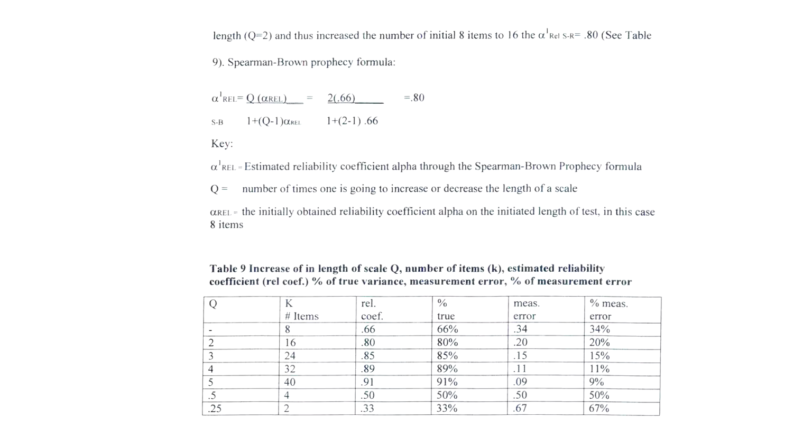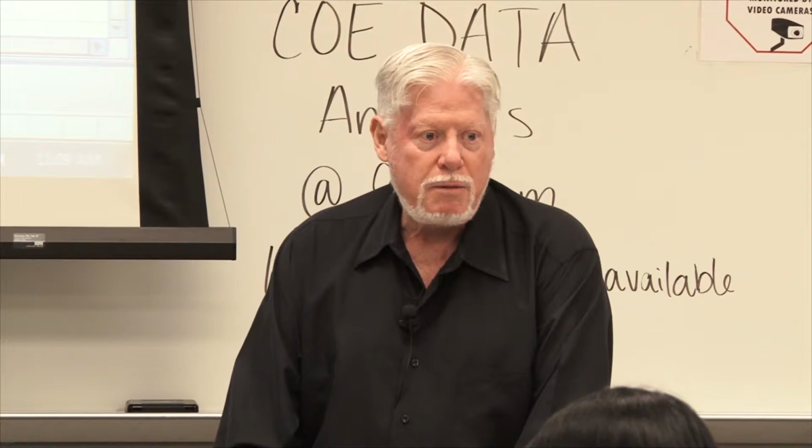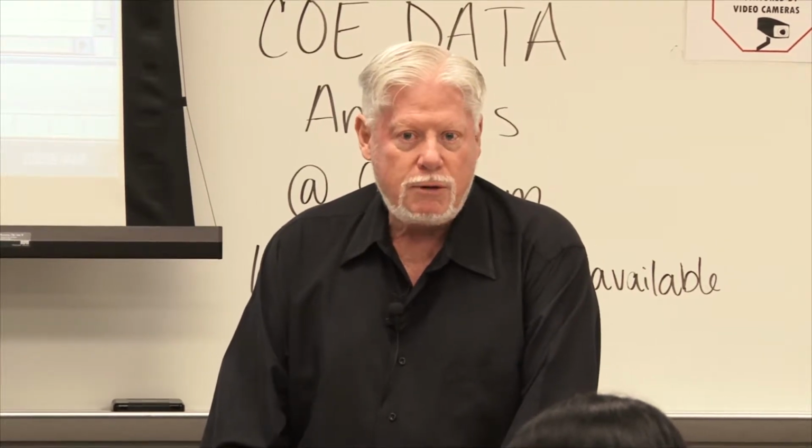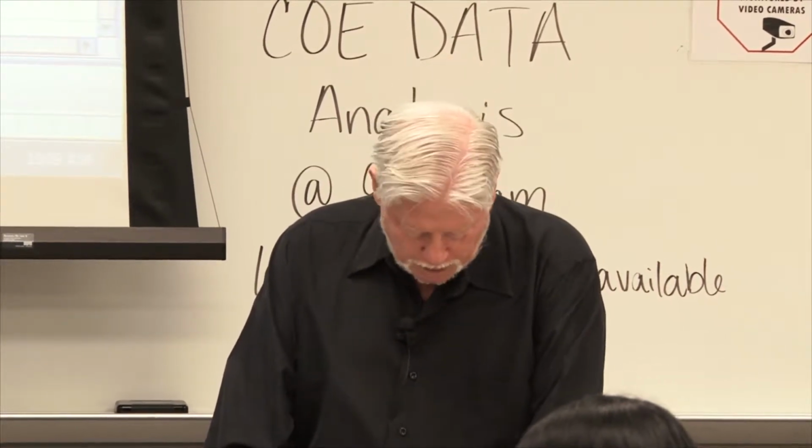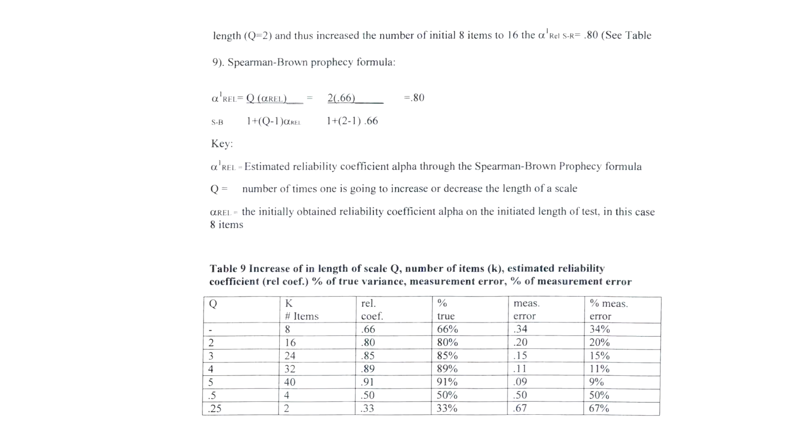And that means 80% of your total variance is true, and only 20% is in fact due to measurement error. So that's probably worth it. It's probably worth it to go ahead and try to increase the items from 8 to 16. Now then, you go back out to Q, where under Q it says 3, we're going up to 24 items. And now we get up to 0.85. The Spearman-Brown's prophecy is 0.85. 85% is true, 15% is due to measurement error.